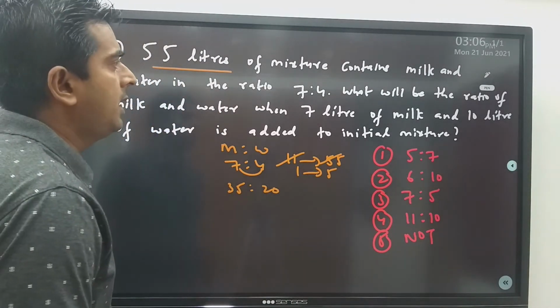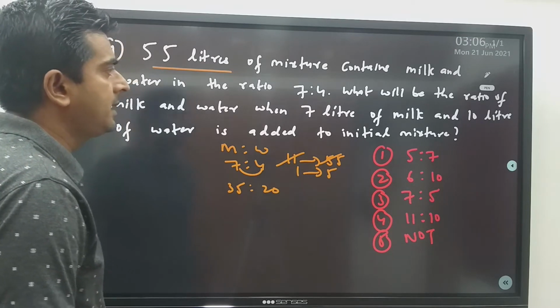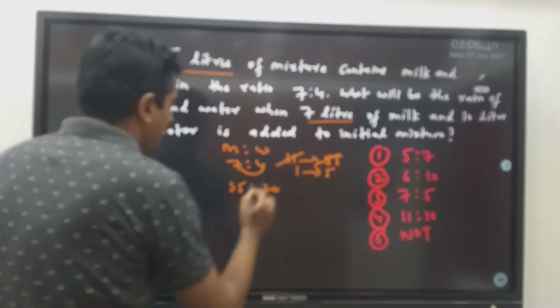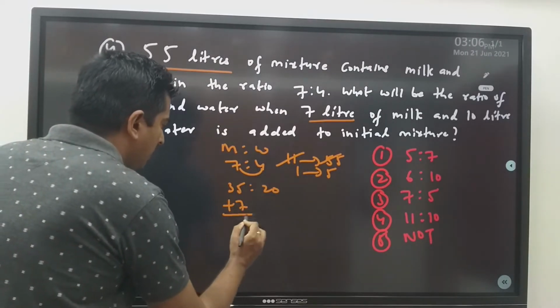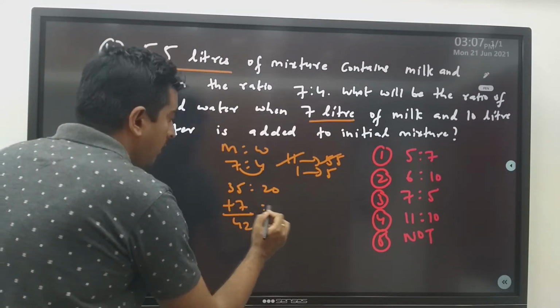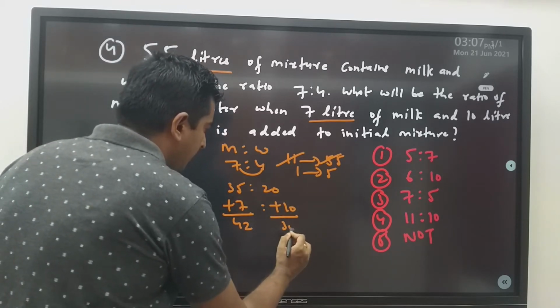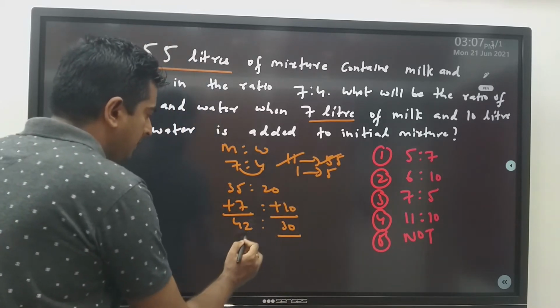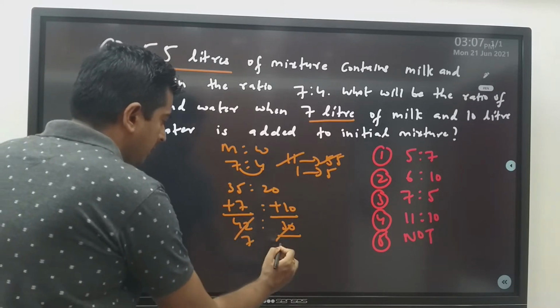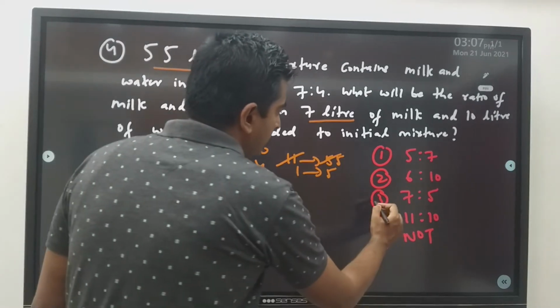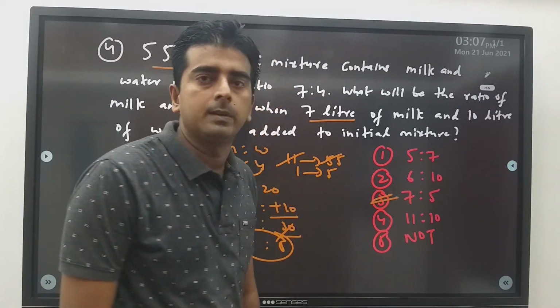Now they are asking what will be the ratio of milk and water when 7 liters of milk and 10 liters of water are added to the initial mixture. 7 liters of milk, when you add it to the milk, it will be how much? 42. 10 liters of water, when you add it to the water, it will be how much? 30. Cancel by 6. 6 7s are 42, 6 5s are 30. So what is the answer? 7:5, which is nothing but the third option.